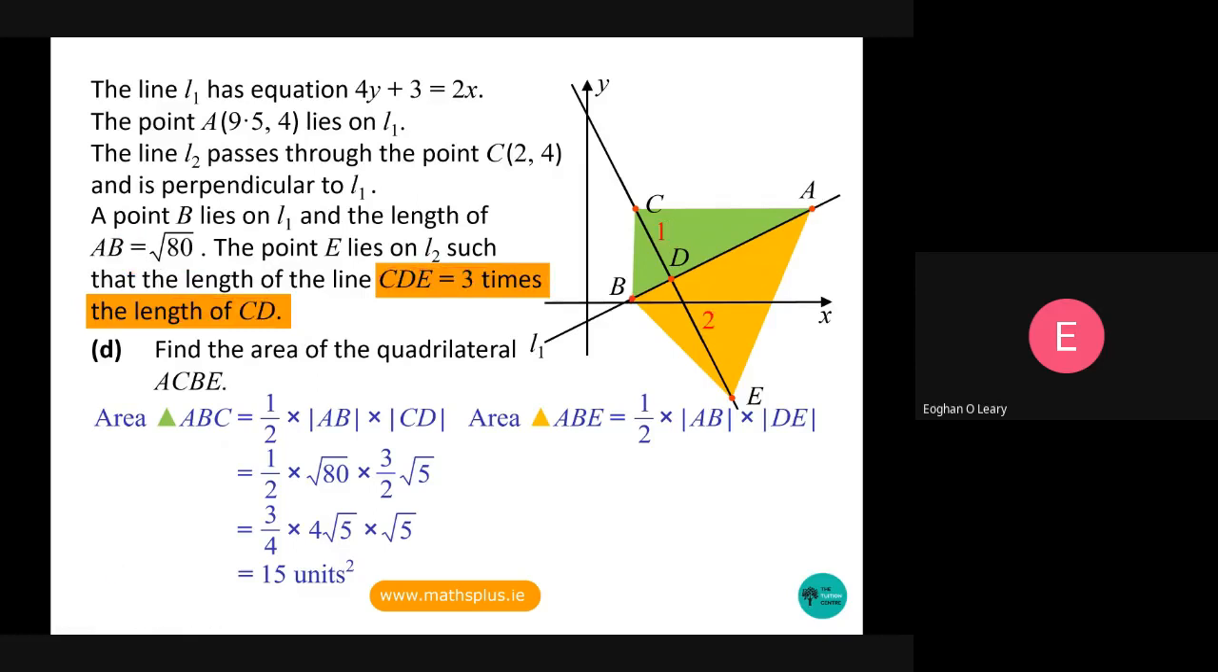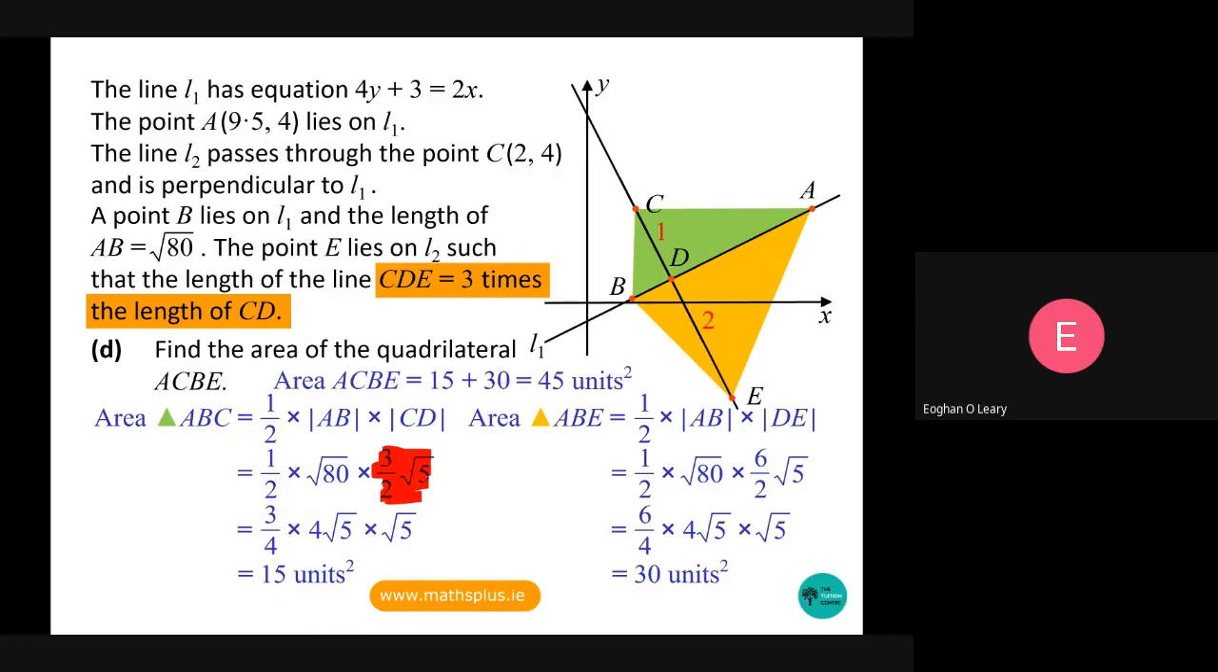Let me clear off this so we can see it all nice and clearly. Okay. So in that case, if CD is 3 over 2 root 5 and DE is twice that, I can say it's 6 over 2 root 5, which obviously is 3 root 5. So when I multiply it all out and tidy it all up, I end up with an answer of 30 units squared. So the area ABE is twice that of the area ABC. Adding the two areas together, I get 45 units squared, and that's a 10-mark question.